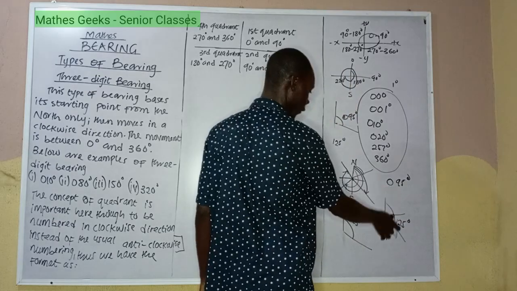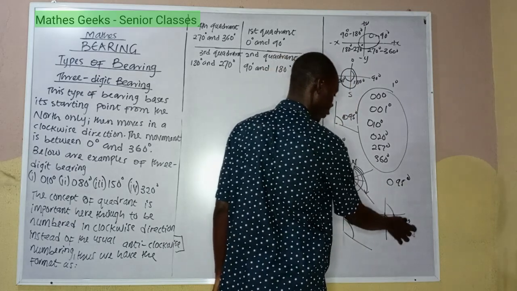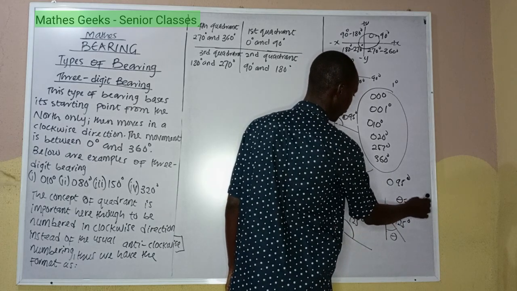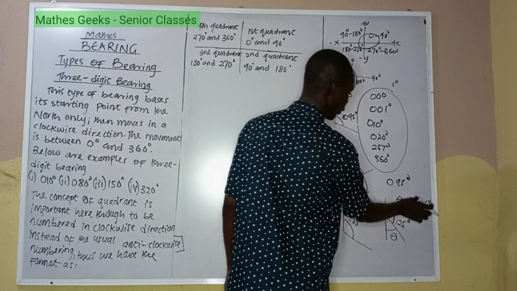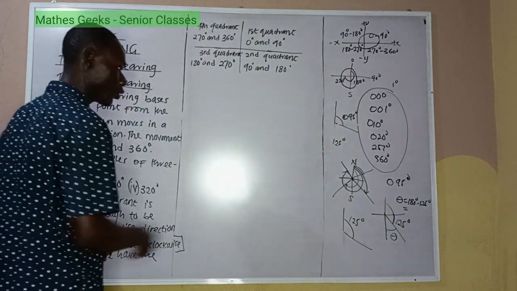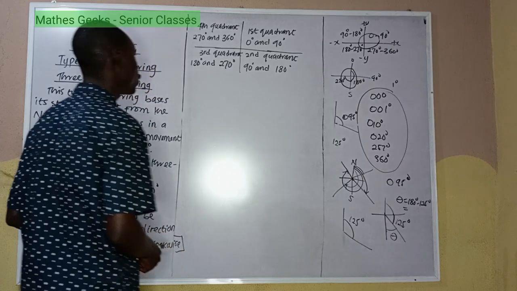So of course, what you have here is now angles on a straight line. So 180 minus 125, you get your theta. The value of theta will be 180 degrees minus 125 degrees, and you get your answer here. But we're not doing that in this lesson. That will be the next lesson. I just want to use that as an illustration.